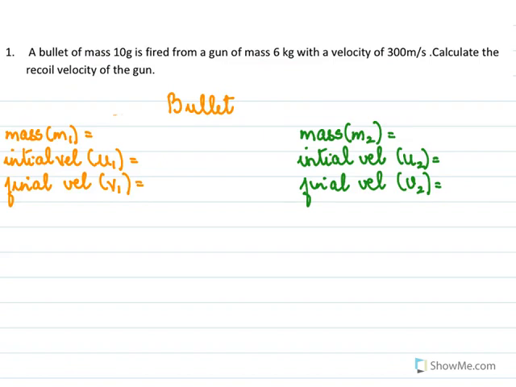We see that the mass of the bullet is 10 grams. So we put here the mass of the bullet, which is taken as m1, is 10 gram. But we cannot work in gram, we have to work in kg, so 10 over 1000 kg. The mass of the gun is 6 kg, so this is 6 kg. And the bullet is fired with a velocity of 300 meter per second.